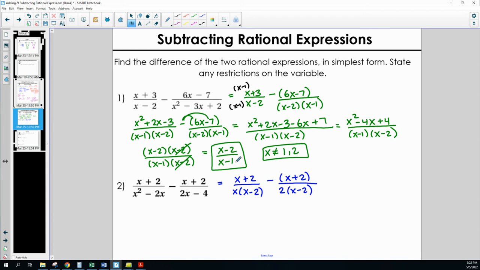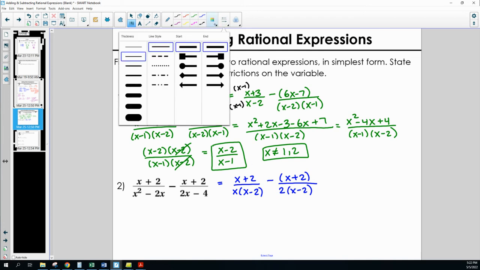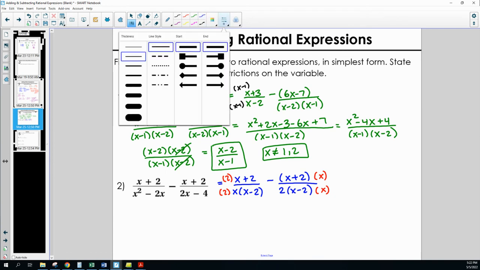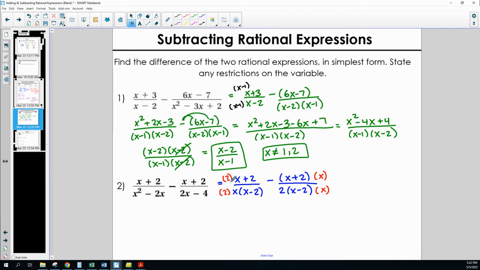So when we look at these, we can see that they share an x minus 2. The first fraction has an x. The second fraction does not, so we need an x over here, top and bottom. And then the second fraction has a 2, and the first fraction does not, so we need a 2 on the bottom and on the top. So now what we're going to do is distribute the top. Our first fraction is now going to become 2x plus 4 over 2x, x minus 2.